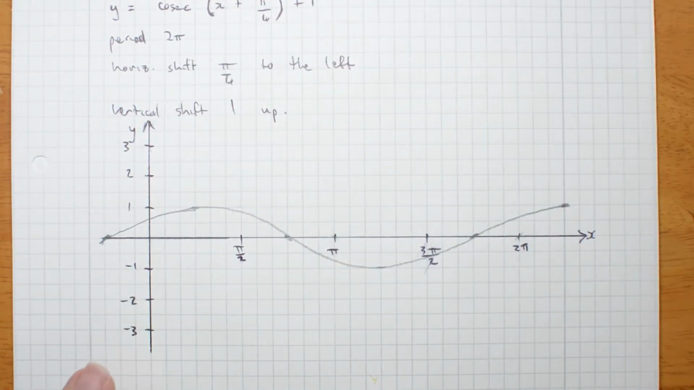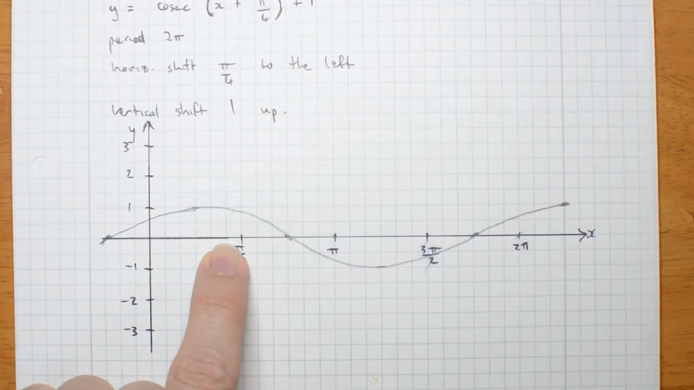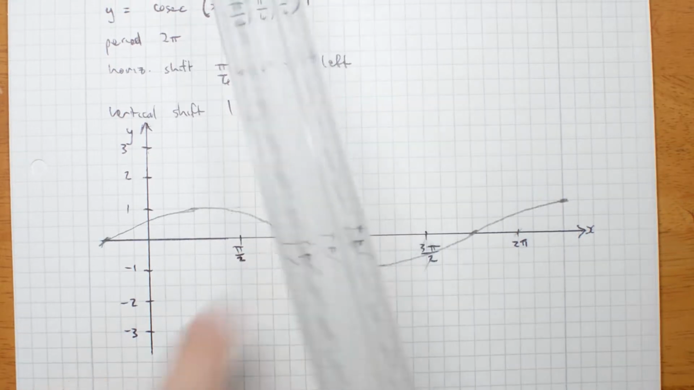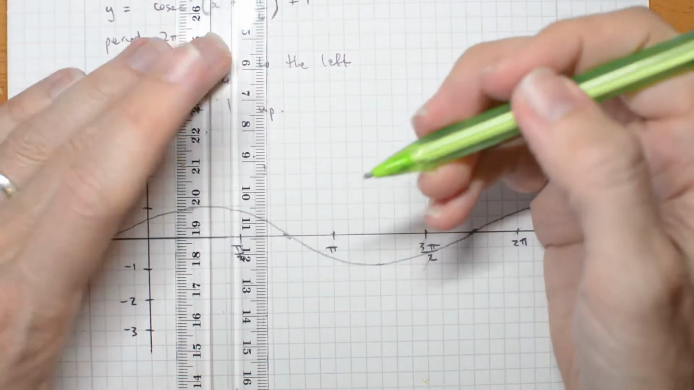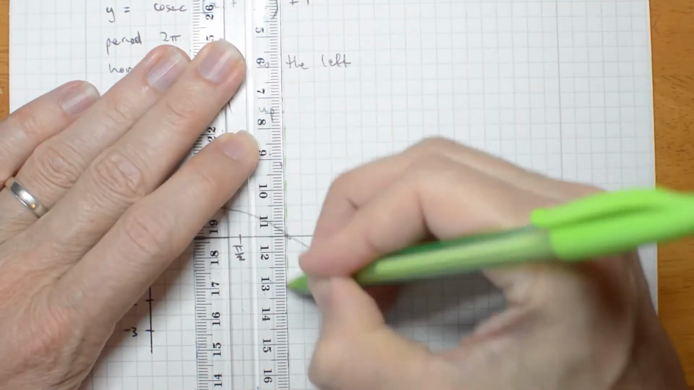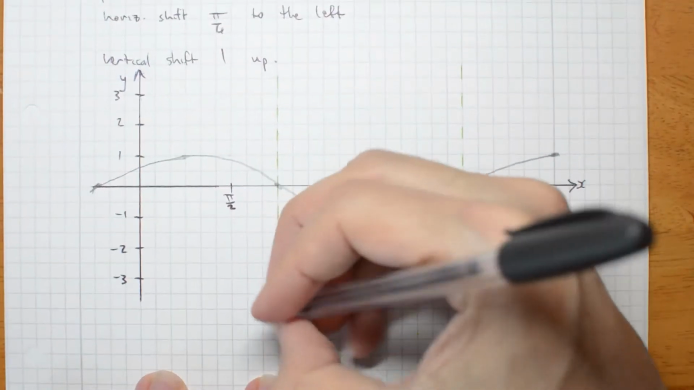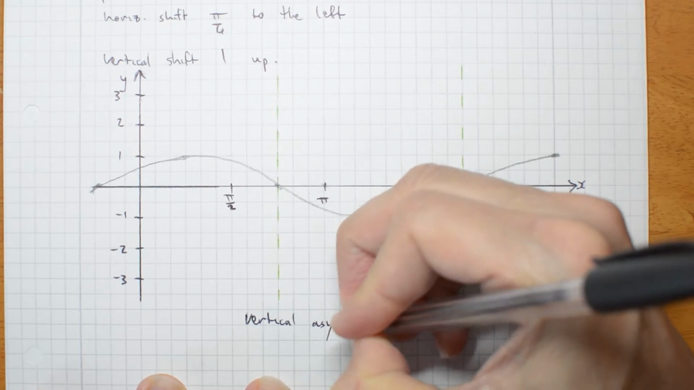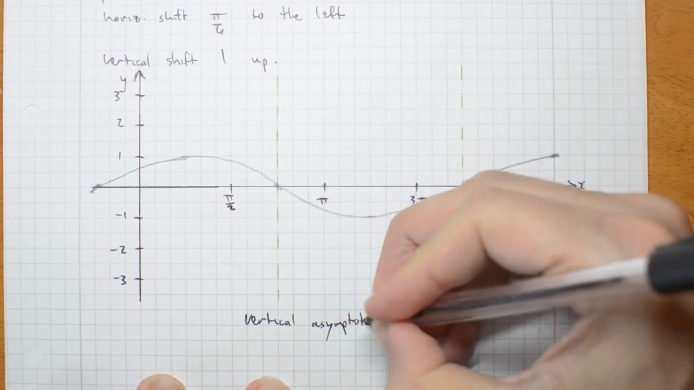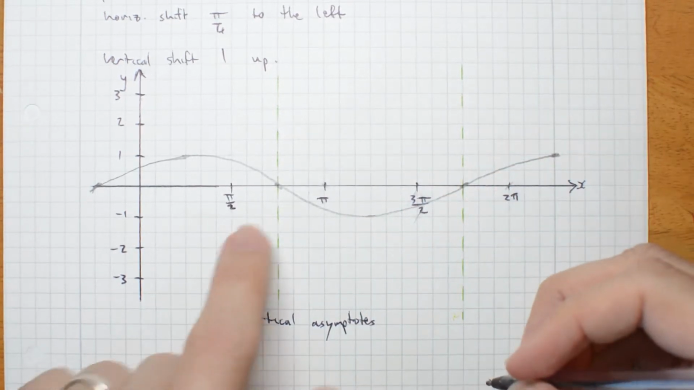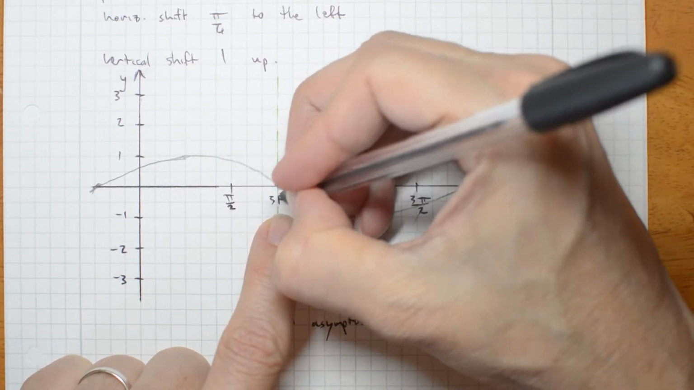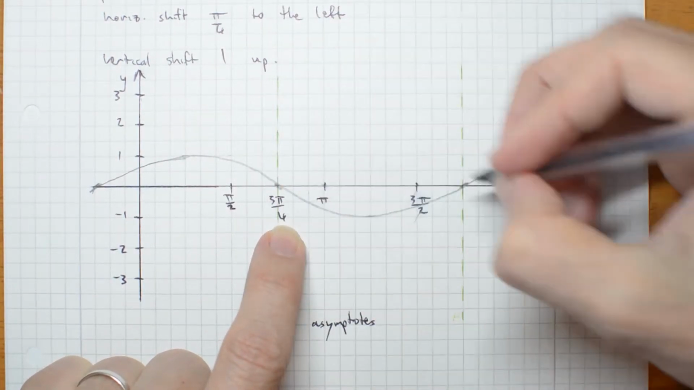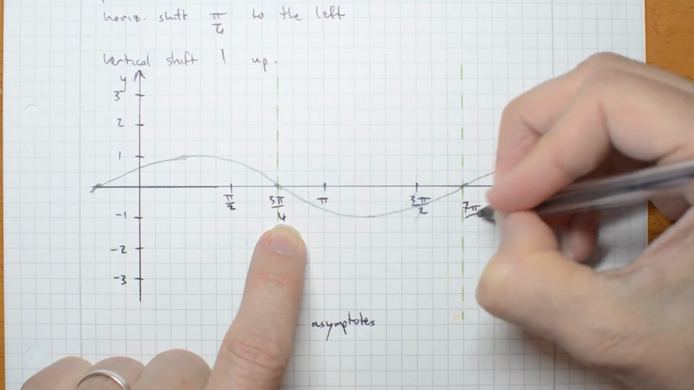The graph I want is going to be the reciprocal of this graph. Where this graph is 0, I'm going to have a vertical asymptote. So I've got vertical asymptotes. They're at 3 pi on 4 and 7 pi on 4.